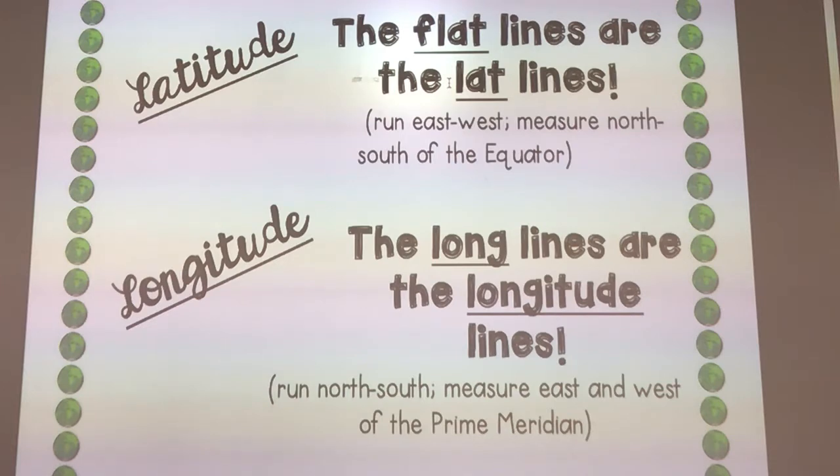Prime meridian. A board, I just told you what it was. I don't see it. Here it is. Right, throw that away. It looks like you turned yours in. Throw that away. Did you turn yours in?